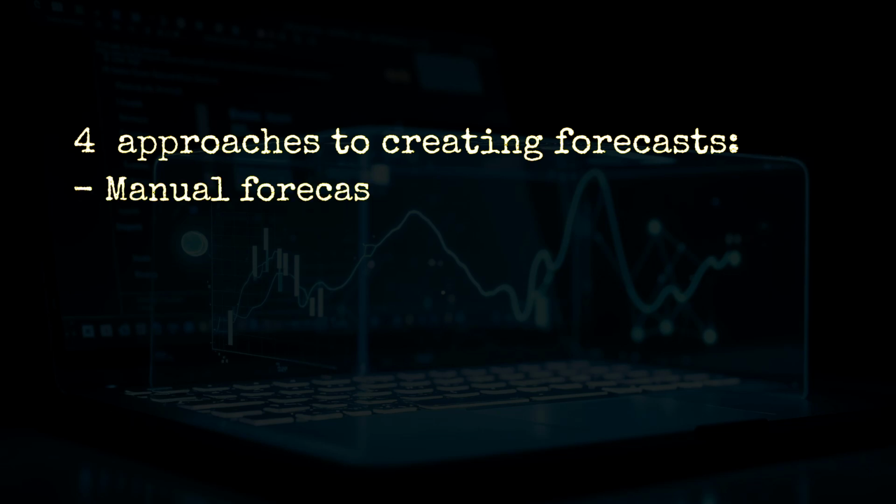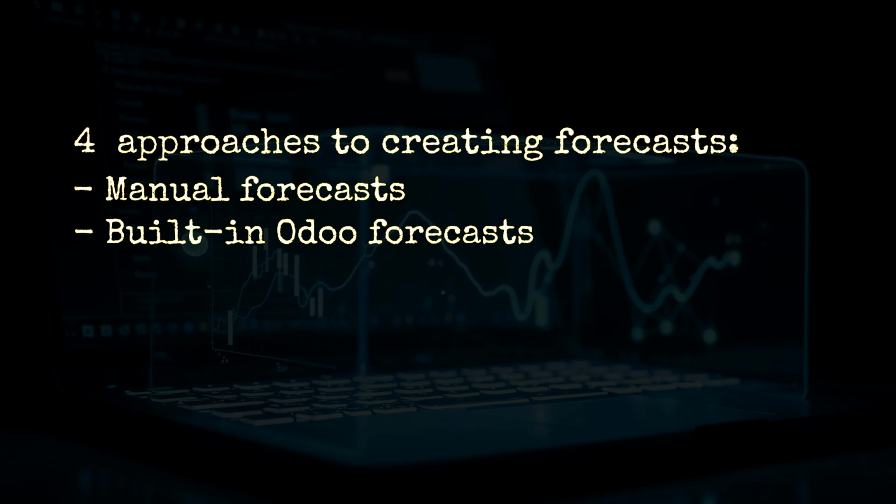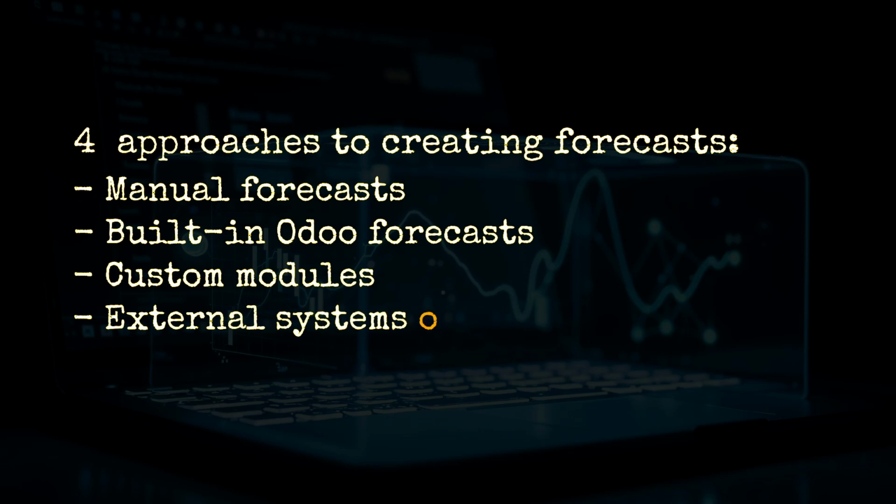Manual forecasts, usually created in spreadsheets or similar tools, relying heavily on export and import data tools. Built-in Odoo forecasts, native forecasting features provided by Odoo, tightly integrated but often limited in flexibility. Custom modules, built directly inside Odoo or your system to fit specific business needs. External systems or apps, specialized forecasting tools that connect to your data through integrations.